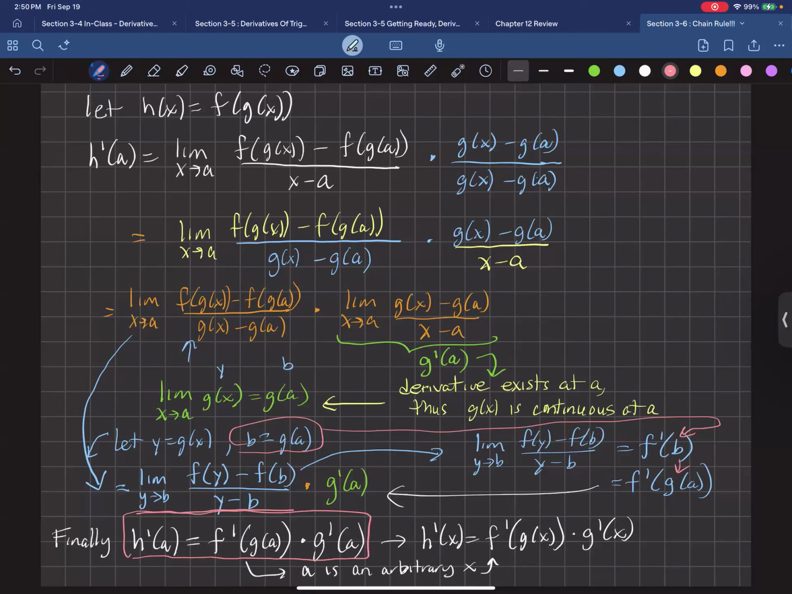And since a is an arbitrary value for x, I can just put x back in and we see h prime of x equals f prime of g of x times g prime of x. So that's a little informal proof of the chain rule.